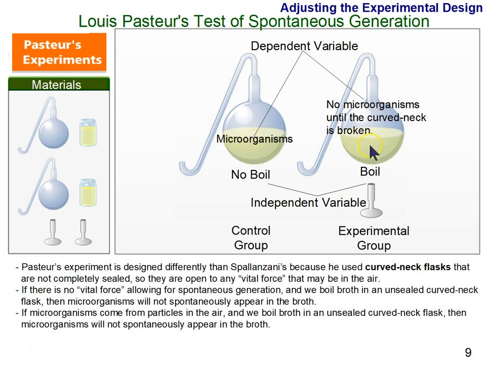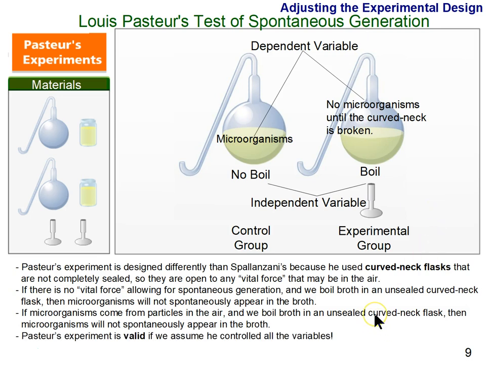In the flask that was boiled, the microorganisms did not appear until the curved neck of the flask was broken off. So this could sit for a year without spoiling. Even though it's open to the air, the particles, the spores from microorganisms are not able to get up the curved neck flask and into the gravy or the broth to spoil it, even for a long period of time, until you break off that curved neck. And then the microorganisms are able to fall into the broth and spoil it.